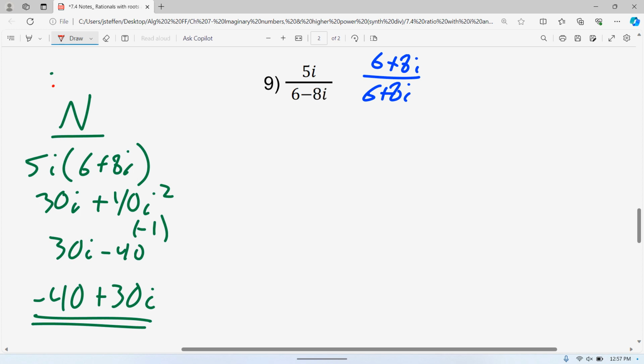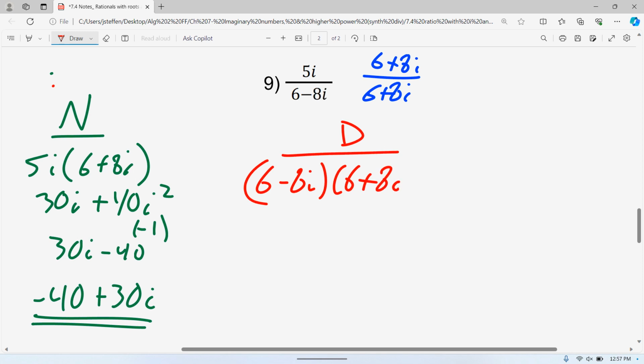Besides that, I did the same thing over here. I know it's a lot of work because you're writing stuff down and repeating things, but I think it's very much worth it for these problems.